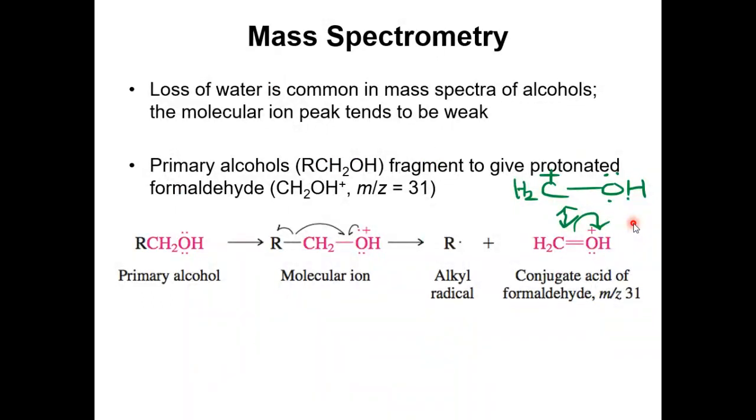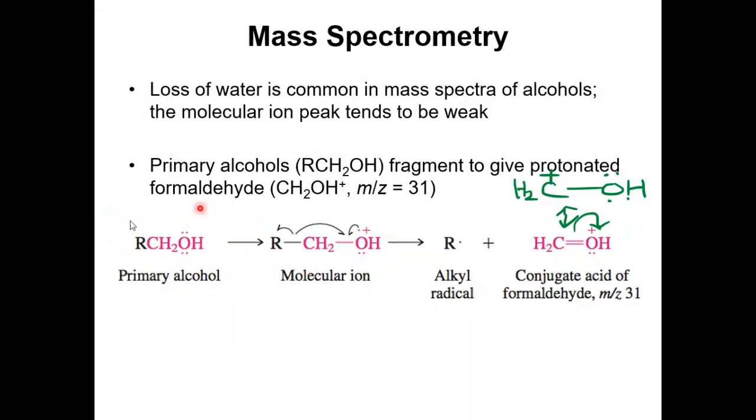And for mass spectrometry, I want to emphasize that alcohol is very easy to lose water in the mass spectrometer. So the molecular ion peak is usually weak. And the one special thing I want to emphasize for the mass spectrometry of alcohol is primary alcohol.